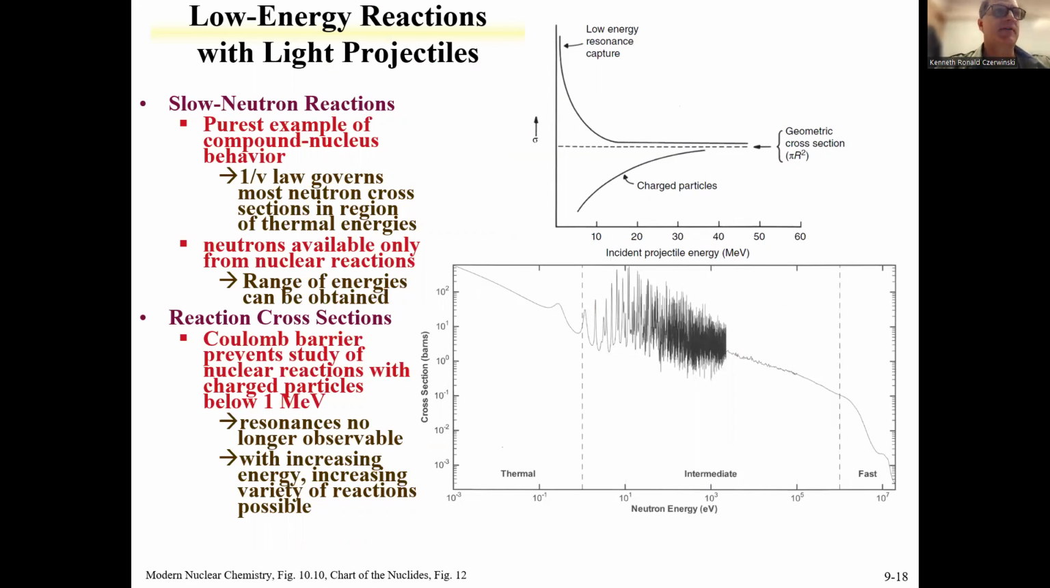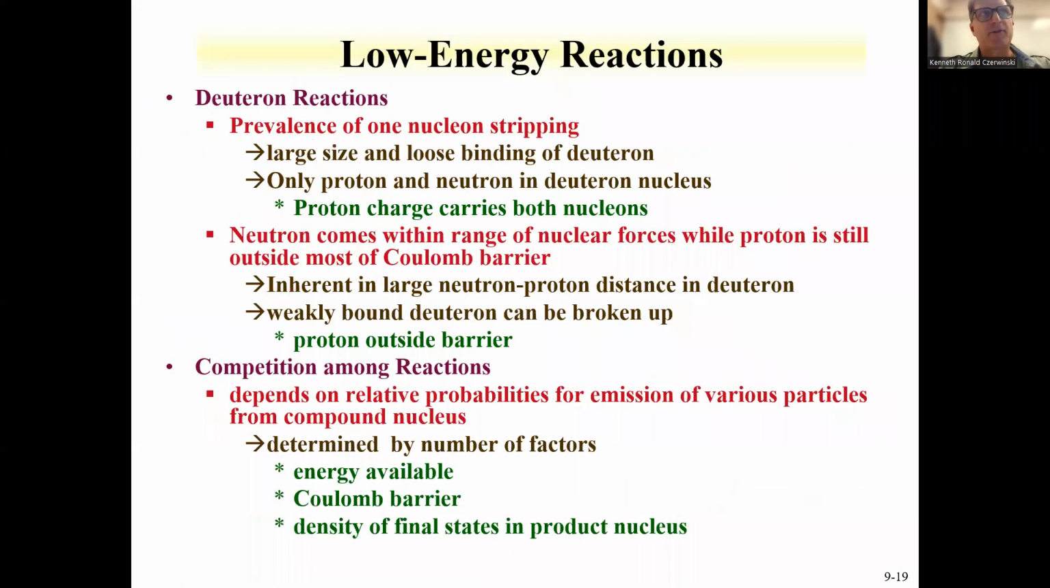This is just a reiteration of what we saw earlier. There's this trend, 1 over frequency law governs most neutron cross sections. They tend to increase as the energy increases. I'm just showing a trend here. There are obviously these peaks here. This is log, so these resonances can be pretty high. But generally speaking, the higher the energy, the lower the cross section.